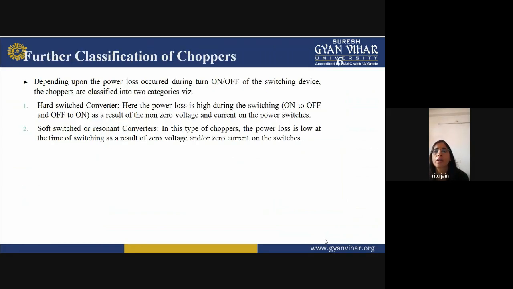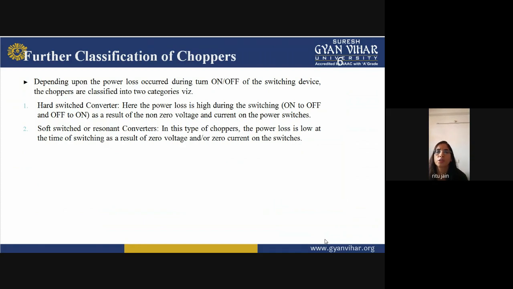Now, further classification of chopper. Depending upon the power loss occurred during turn on and off of the switching devices, the choppers are classified into two categories. One is called your hard switched chopper, and another one is your soft switching chopper. In hard switching chopper, the switching losses are high, but in soft switching chopper, the switching losses are less.